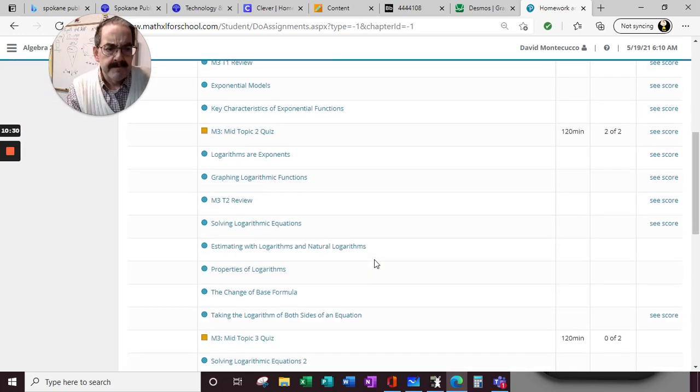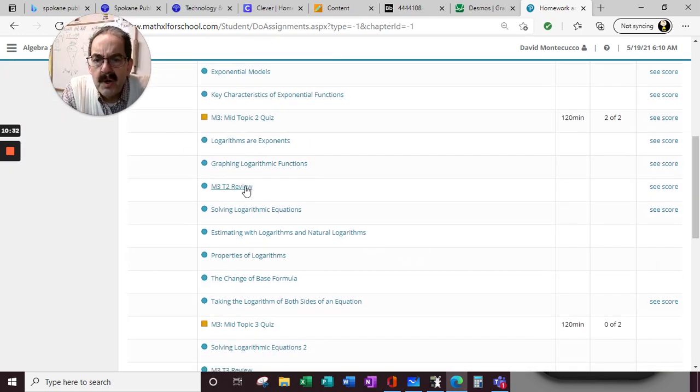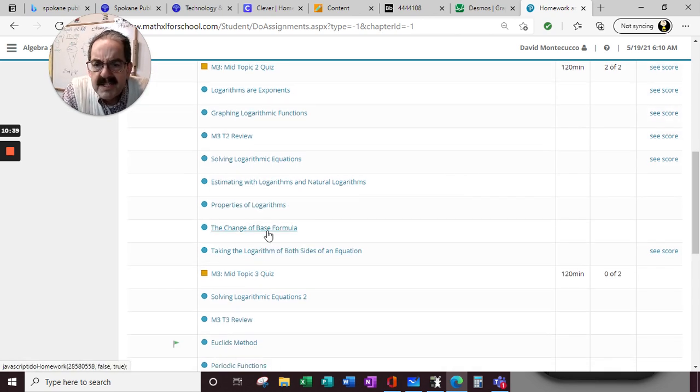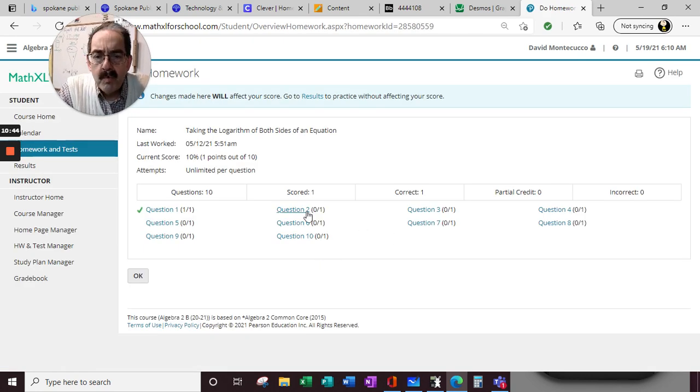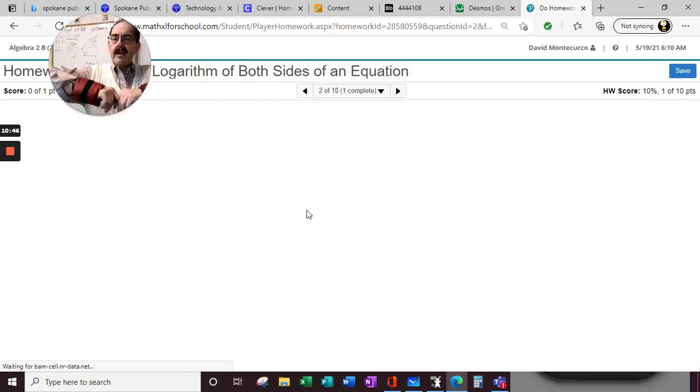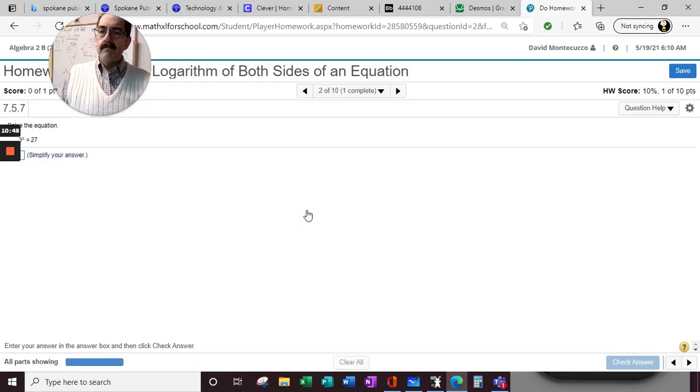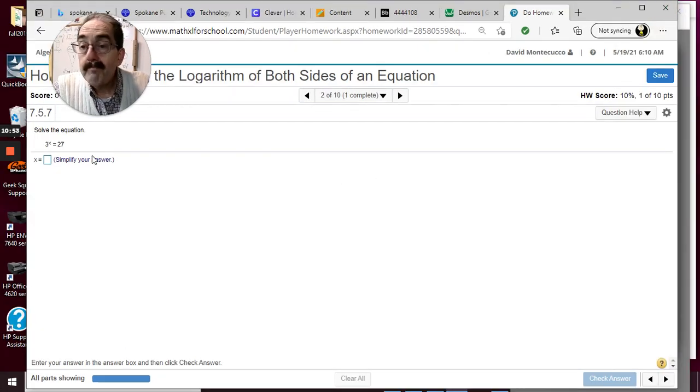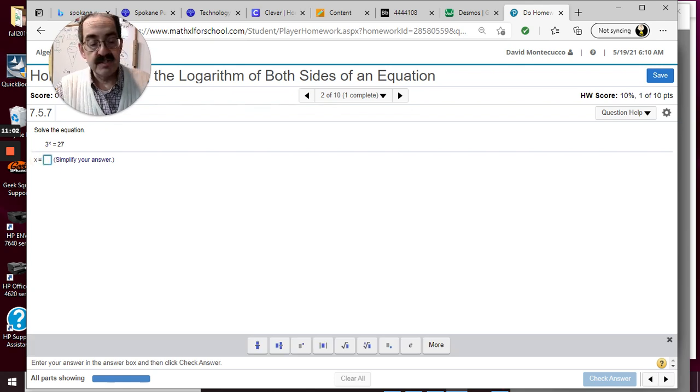Now let's move up a little bit. I want you guys to push yourselves a little bit. So we did these: solve, estimate, properties of logarithms, change of base, taking a logarithm of both sides of an equation. We want to be able to solve, right? That's what we do in math. We solve both sides of the equation. So solve the equation. This is the one we just did. What power does the exponent need to be? 3 to what exponent gives me 27? Well, the answer is 3.